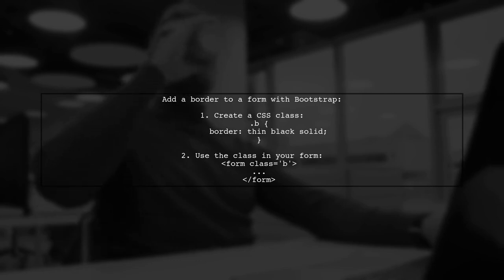You can add a border to a form using Bootstrap by applying a custom CSS class. In this example, we create a class called B that sets a thin black solid border.